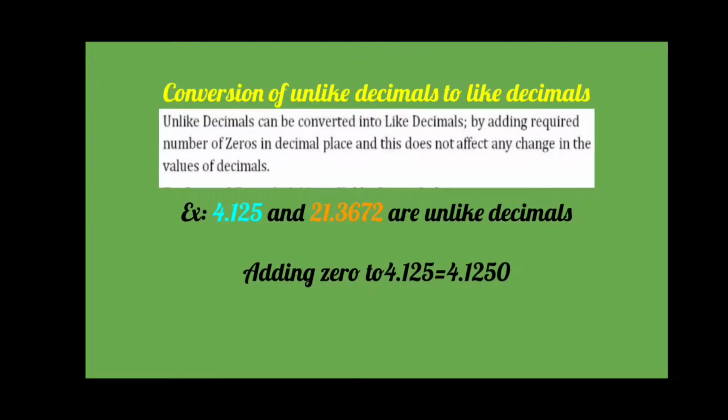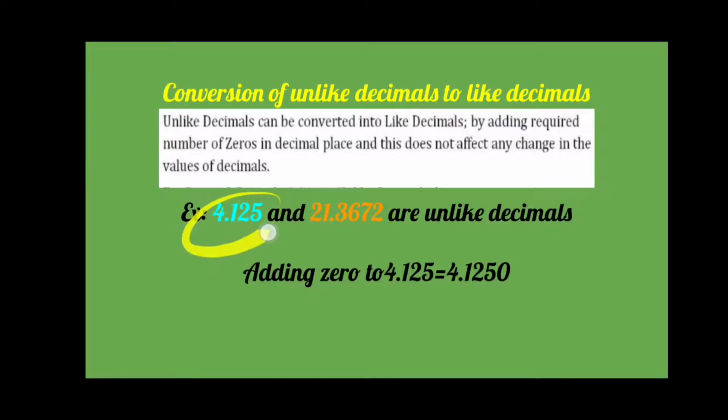Now we can convert an unlike decimal to like decimal by simply following this rule. The rule is: an unlike decimal can be converted into a like decimal by adding the required number of zeros in the decimal place, and this does not affect any change in the value of the decimal. Now this one is very important. It does not affect any change in the value of the decimal. So if we add 0 to any number after the point, this will not affect any change in the value of that decimal number.